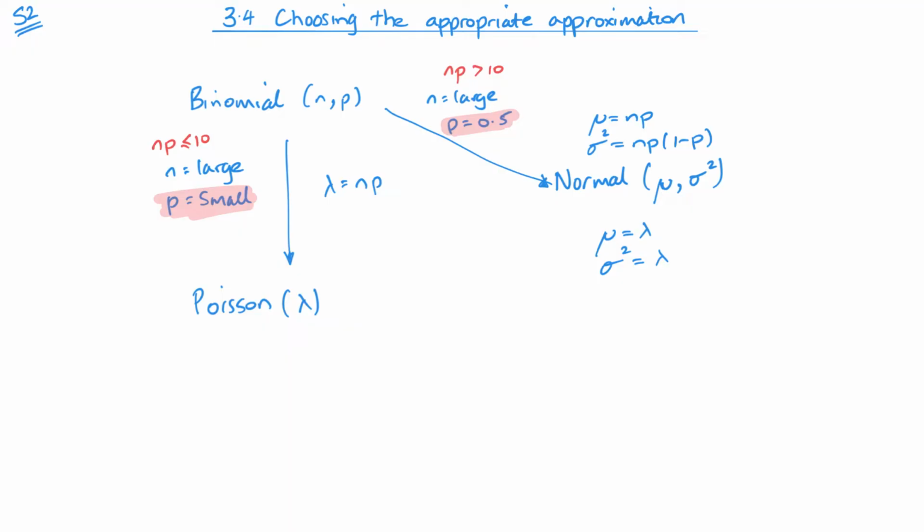So starting with binomial, we can go to Poisson, as we said, or normal. Remember, the only difference is p, but that can also be a little bit confusing sometimes. So as I said, multiply them together for np. Less than or equal to 10 should be Poisson. Greater than 10 should be normal.